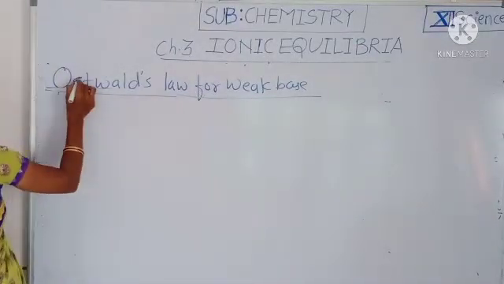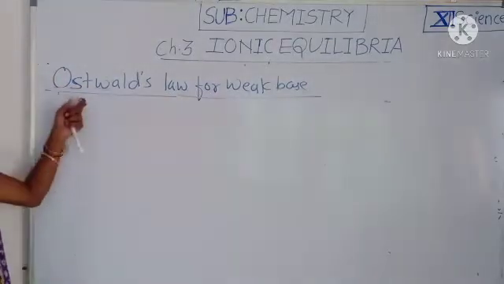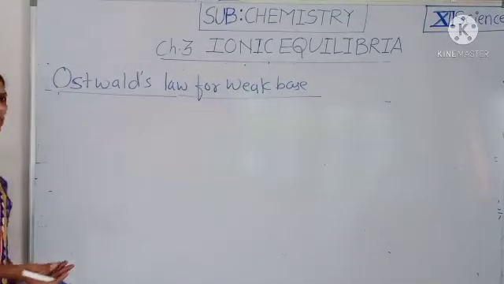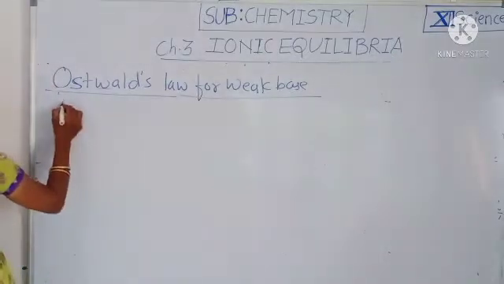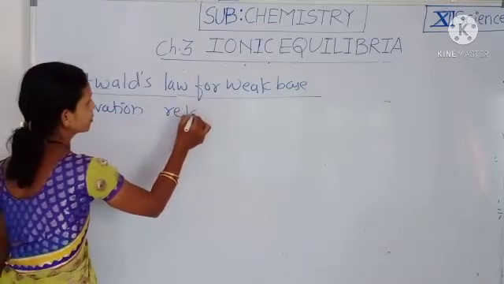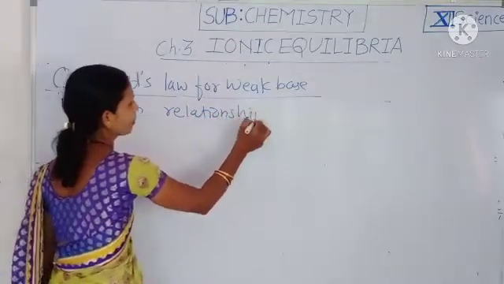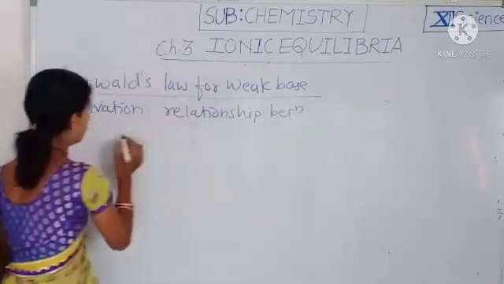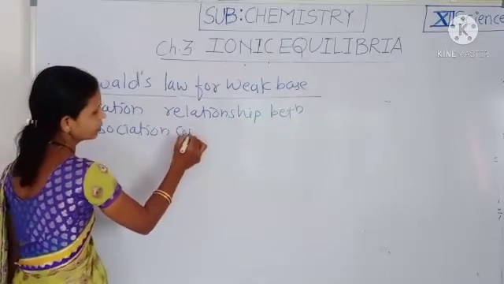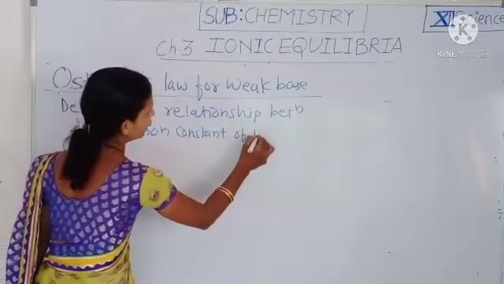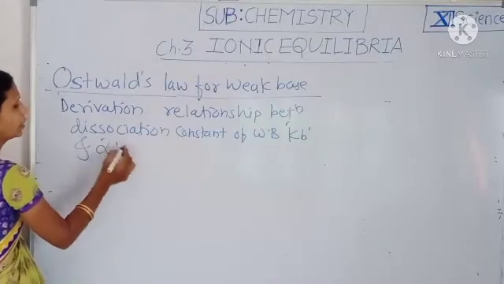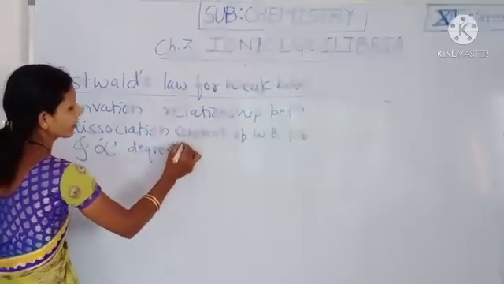Then see here, Ostwald's Dilution Law for weak base. It is also an expression, also a derivation, which indicates the relationship between the dissociation constant of weak base, that is Kb, and alpha, that is the degree of dissociation of weak base.